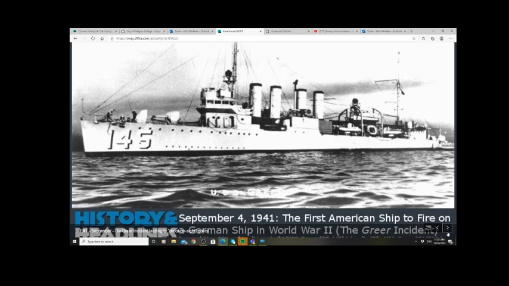And American ships come under attack. In fact, on September 4th, the Greer is the first American ship to fire on a German ship, because it felt that it was under attack from this German ship. And then in October of 1941, there is actually an attack on an American ship by a German submarine, and this German submarine sinks the boat and kills 128 sailors.